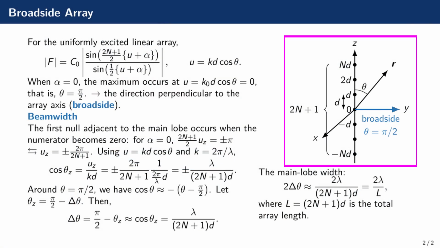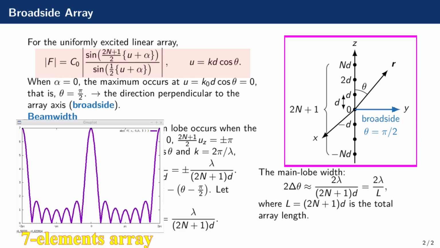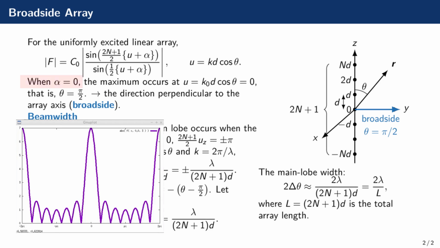Now let us continue our discussion of the linear array. In the previous part, we obtained the array factor in this form, and here we take its absolute value, because the amplitude is what matters. As one important example, let us consider the case alpha equals 0. That means that all elements are excited in phase, with no progressive phase shift.